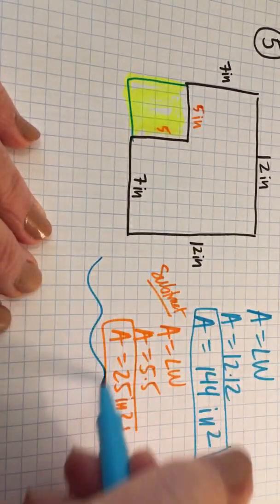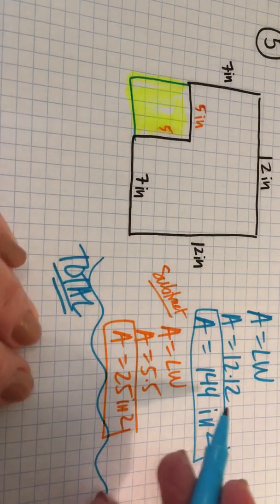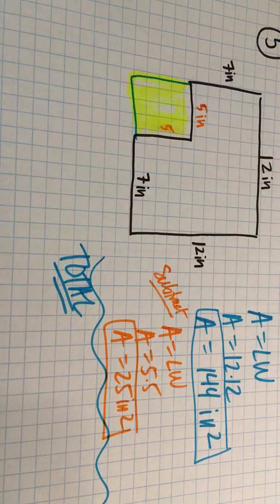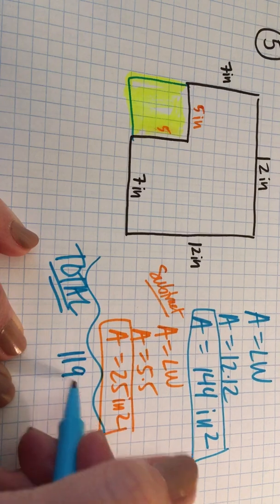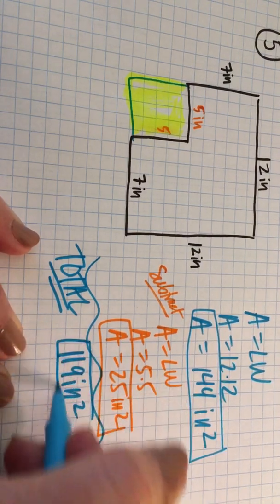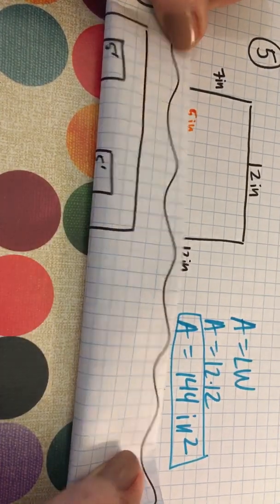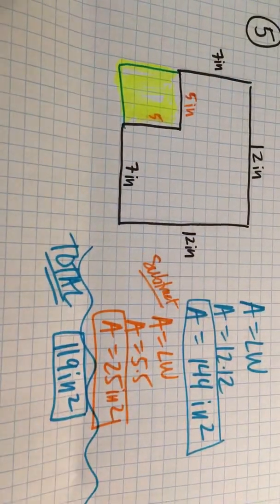So our total, 144 minus 25 is what? 119? Let's see, is that a choice? Ah, I see it as a choice, good. The total is 119 square inches. So you could have split it into like that piece and that piece. This is just easier, I think.